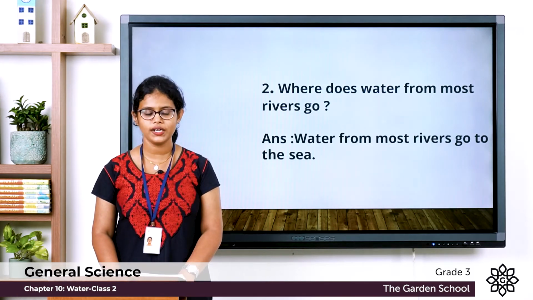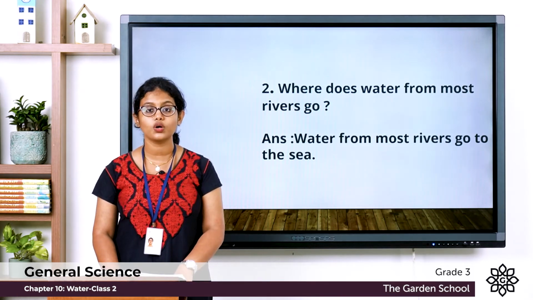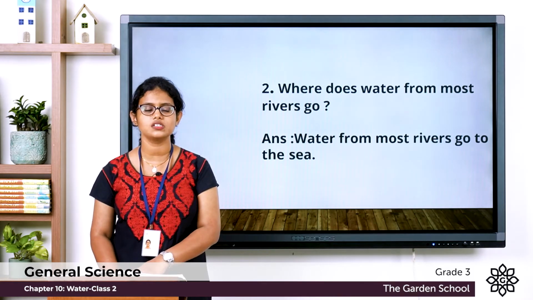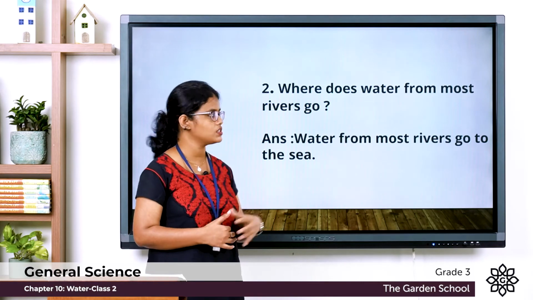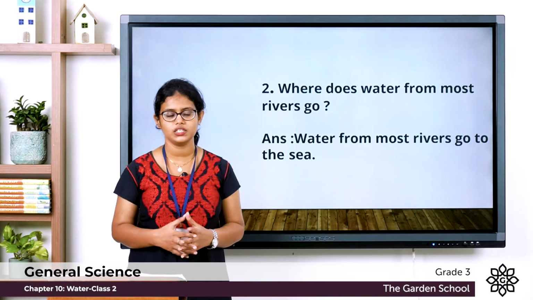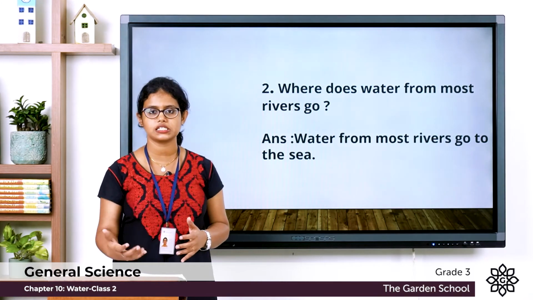Moving to the second one. Where does water from most rivers go? Water from most rivers goes to the sea. It flows into the sea.